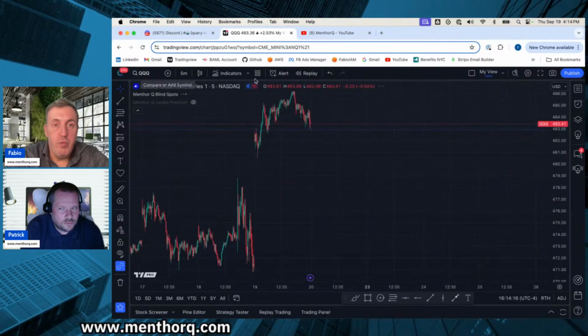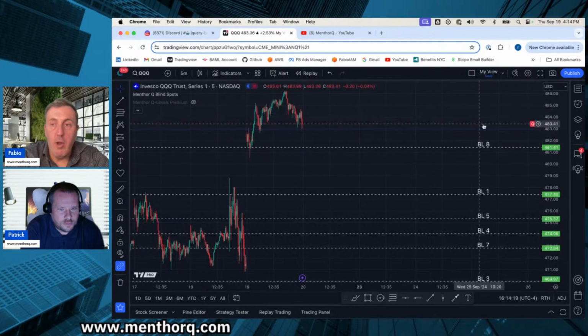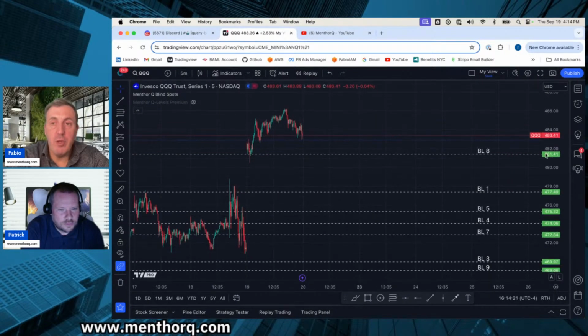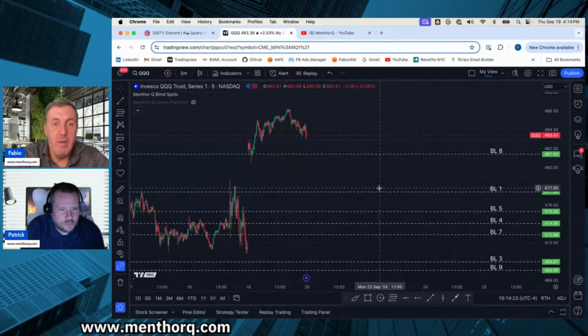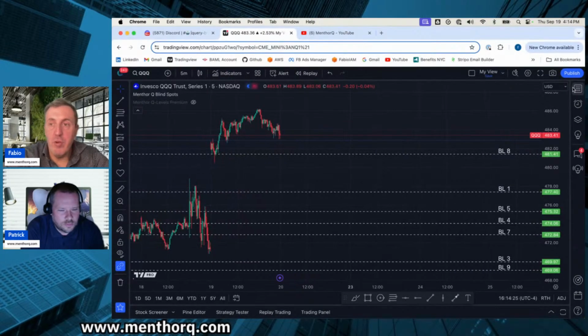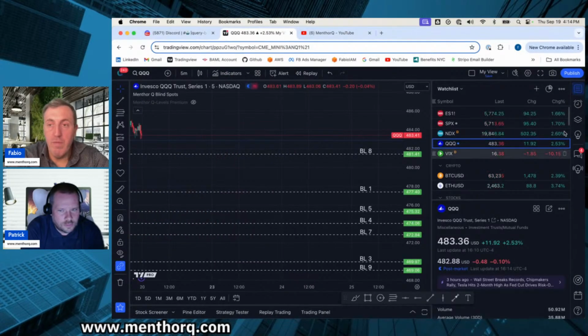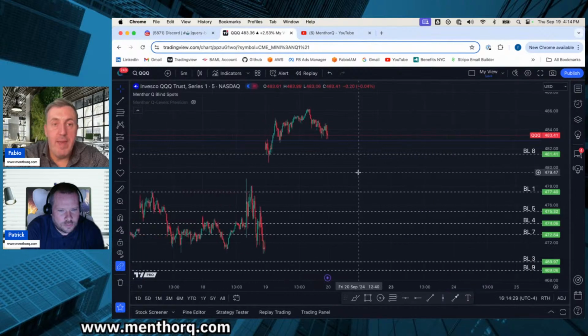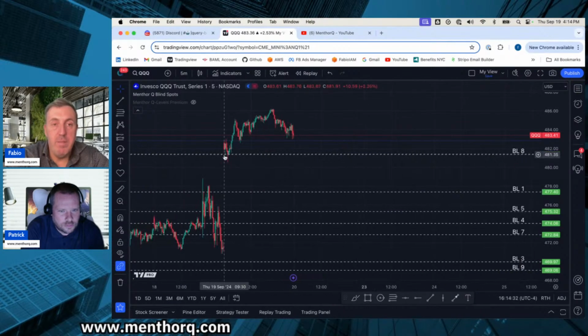Now let's move on to our tech sector. So here we have QQQ. Clearly we had a massive pop-up today. So I think QQQ closed up 2.53%. But at the same time, we see the blind spot level holding really well right here.